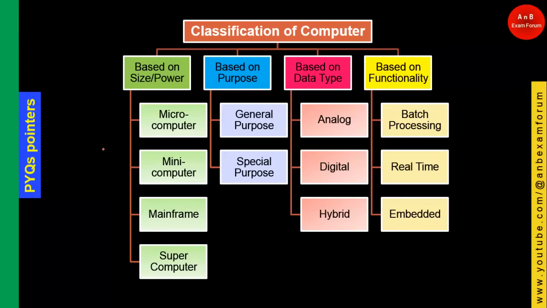So in the classification of computer, if you talk about the classification based on the data type and based on size and power, these are the 2 important categories on which you can get one question. So let's see them one by one.